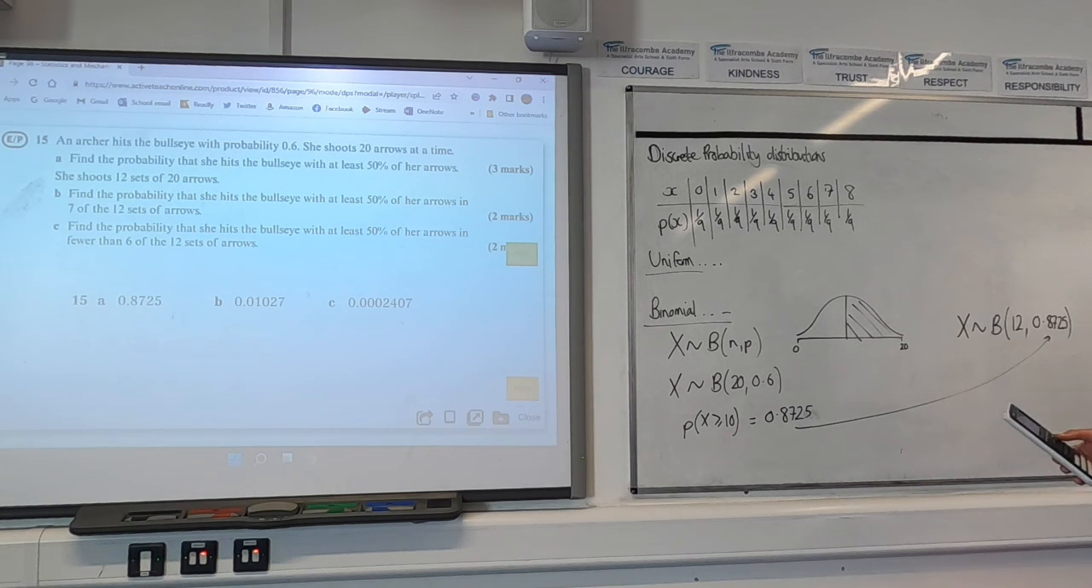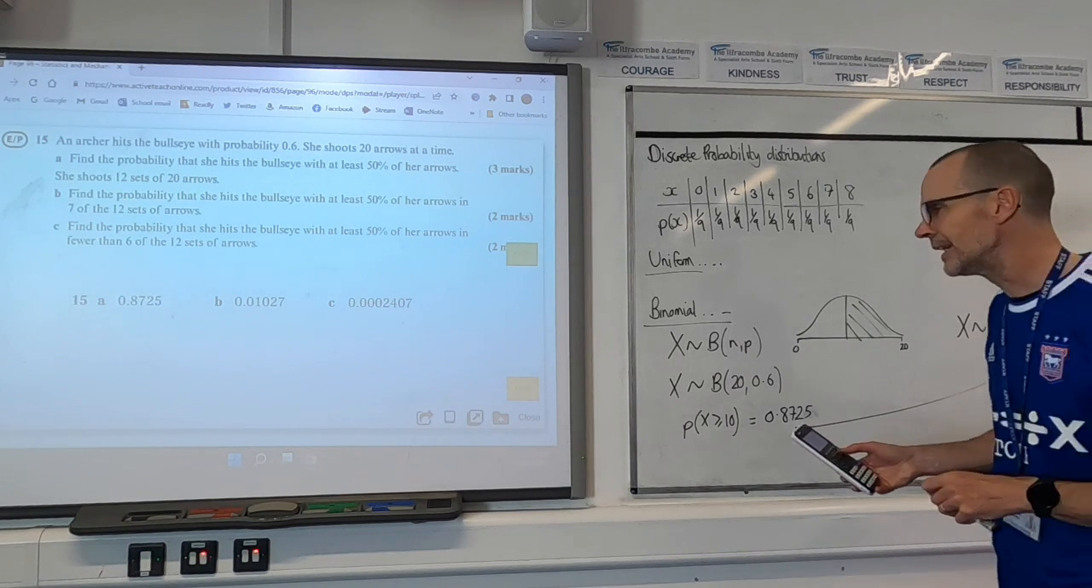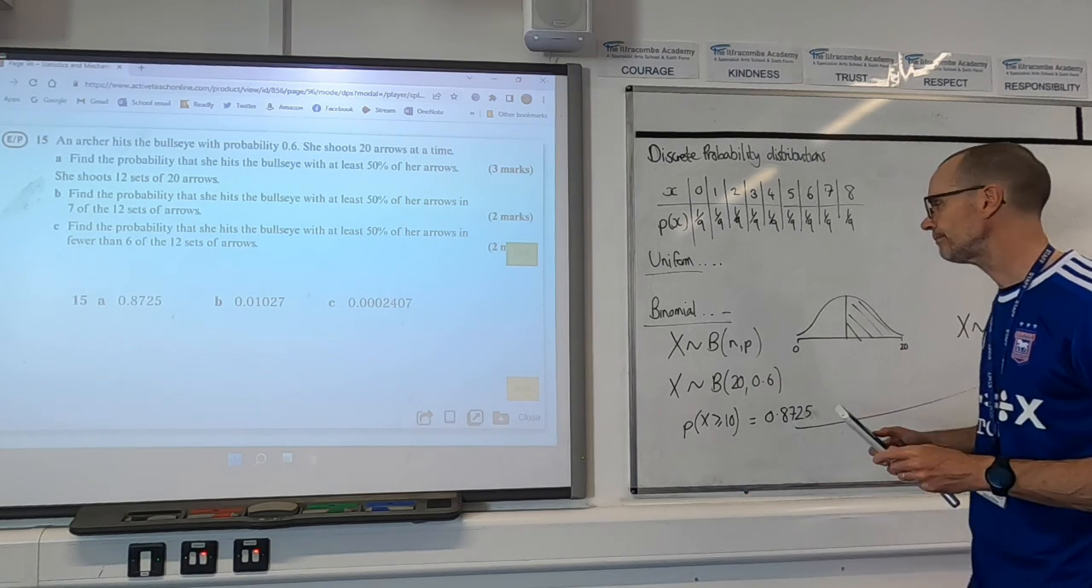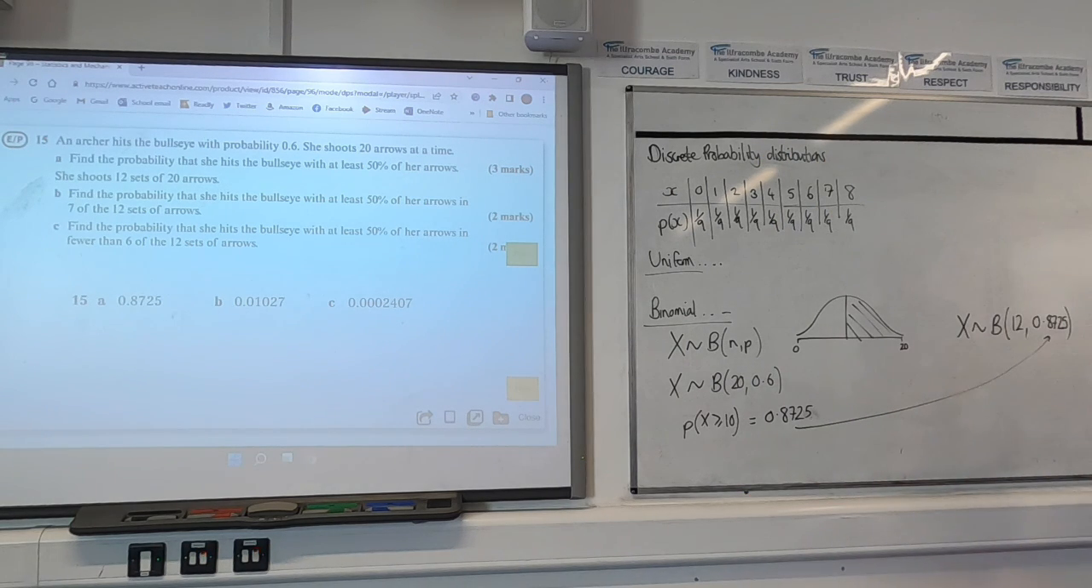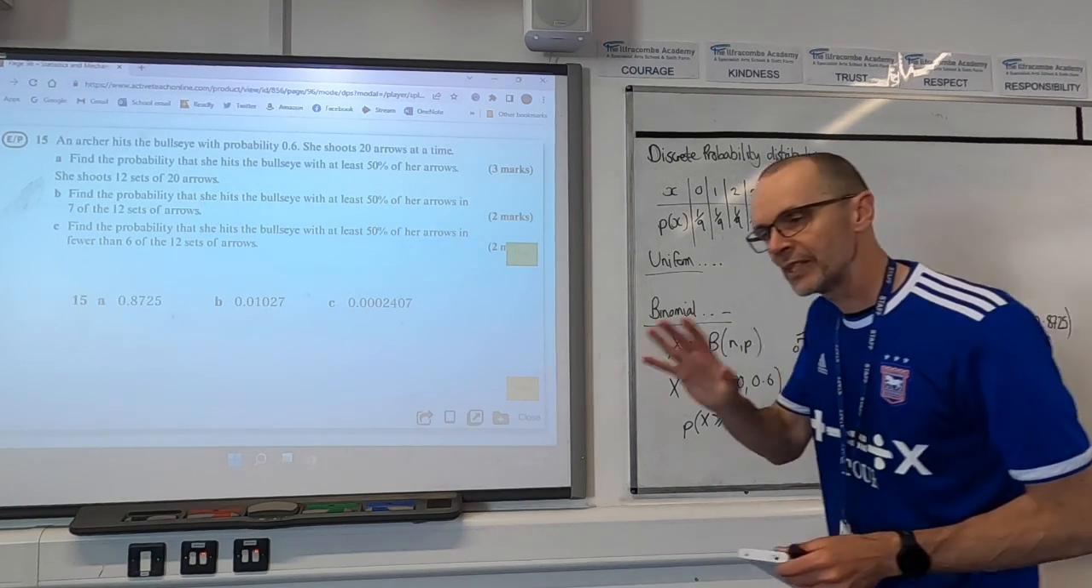And frustratingly, they go to 4 significant figures. Does it say in the answer? No. So 4 decimal places is plenty. So that's the binomial.